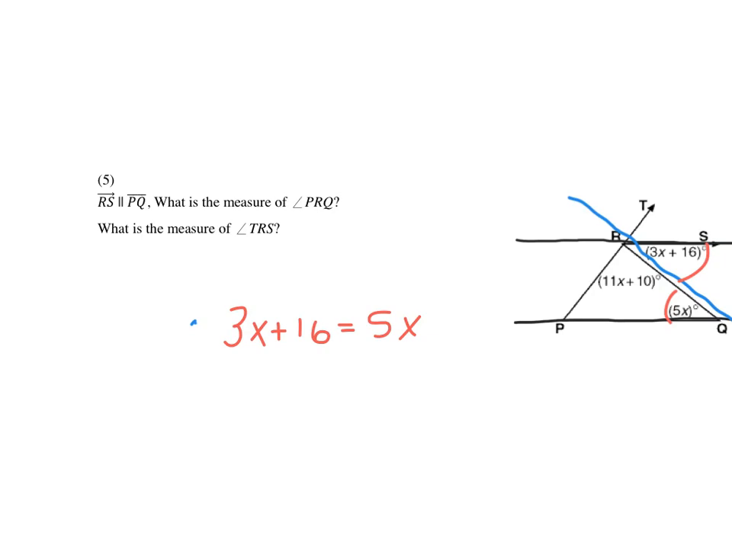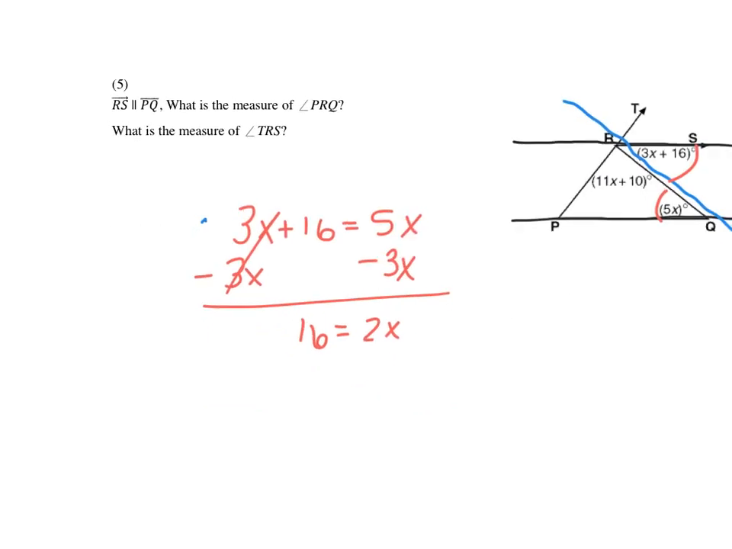My goal is to get x's on one side and numbers on the other, so I'm going to subtract 3x from both sides. So I get 16 equals 2x. And then my next step is to divide by 2, so I'm going to divide by 2. Divide by 2, divide by 2. I get x equals 8. That's not my final answer.